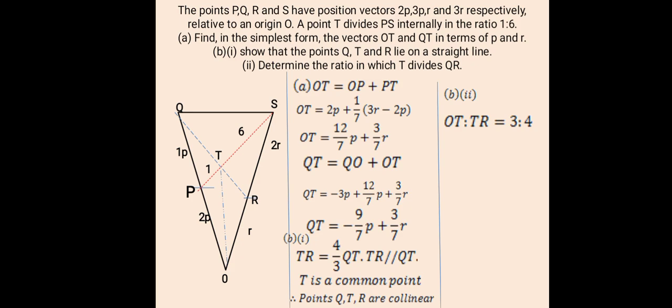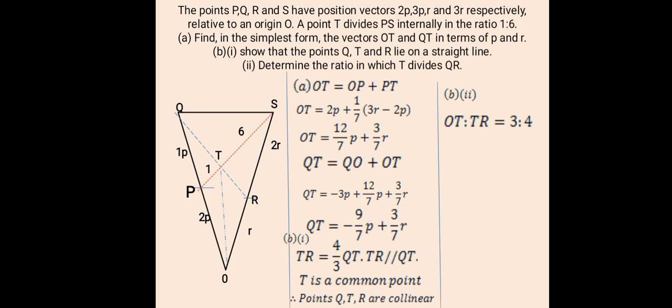Points P, Q, R and S have position vectors of 2p, 3p, r, and 3r respectively, relative to an origin O. A point T divides PS internally in the ratio of 1 to 6.